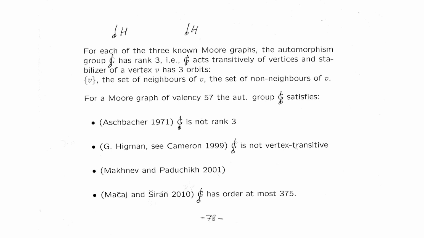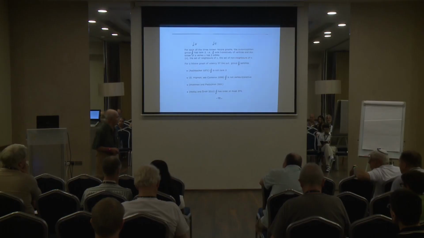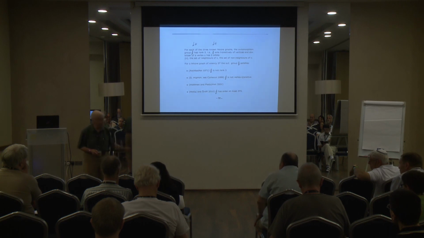Regarding this graph, there was a lot of struggle. Struggle mainly was done by Russian school and school in Slovakia. And nowadays it is known that if such graph exists, Moore graph of frequency 57, then its automorphism group has order at most 375. Clearly, no way using computer tools to prove or to disprove existence of this graph, starting from suitable graph to a group of this order.